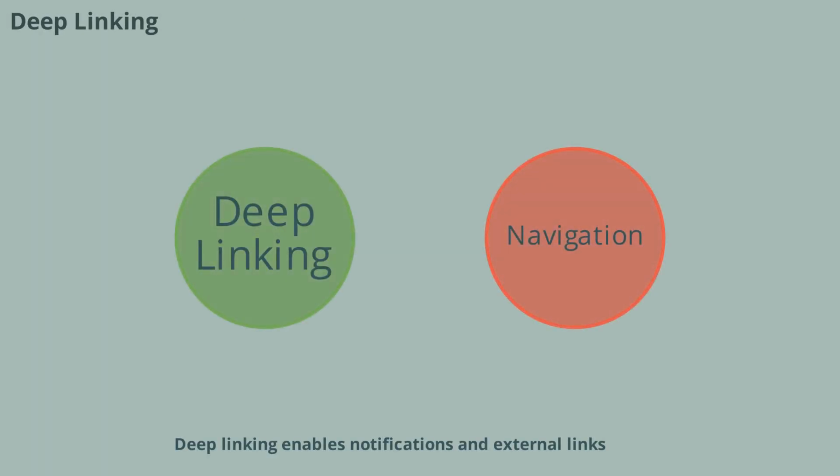Deep linking enables notifications and external links to take users directly to specific app sections. It enhances engagement and streamlines navigation, making it easier for users to access relevant content quickly.